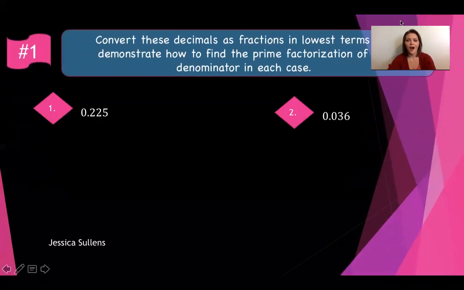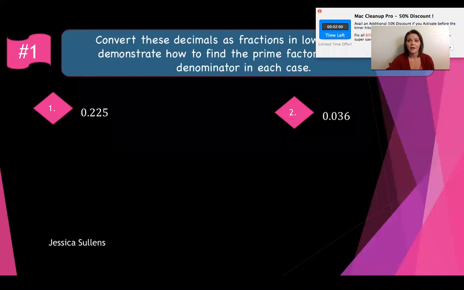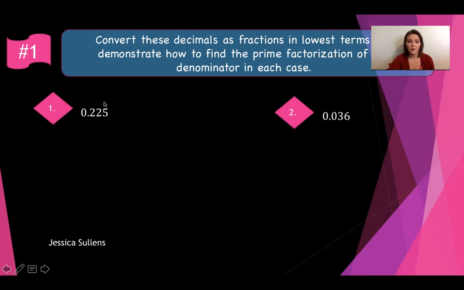Okay, our first problem from our homework says, convert these decimals to fractions in lowest terms and demonstrate how to find the prime factorization of the denominator in each. The first thing we're going to start with today is number 1, and our number is 0.225. Since we're working to the right of the decimal, those are not actually whole numbers. They can be looked at as fractions.